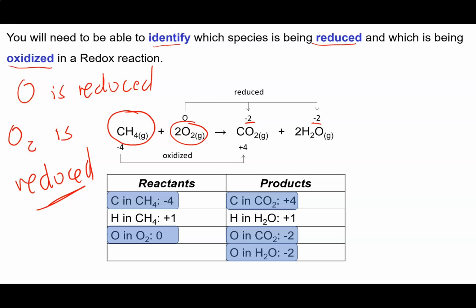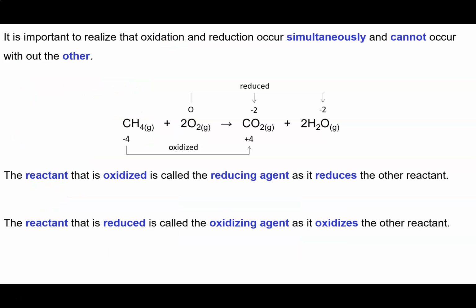Okay. Now you'll also see here that some atoms are neither oxidized nor reduced. Not everything has to be oxidized or reduced. And in this case, the hydrogen atoms are neither oxidized nor reduced. And that's not uncommon for there to be one or more atoms that are not undergoing changes in their oxidation number. Okay. Again, just reiterating this point, oxidation and reduction occur simultaneously. One can't occur without the other.